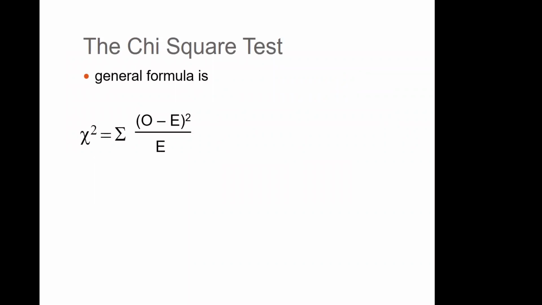So the general formula for this is to take our observed values, our observed phenotype ratios, or whatever we're counting, actual numbers, whatever it is, subtract our expected values from that, square that result, and divide it by the expected value. This is basically creating a measure of how far away your observed is from the expected.